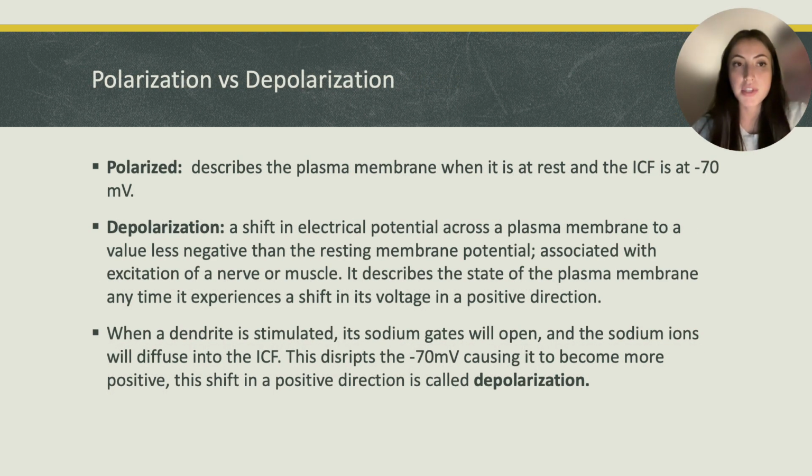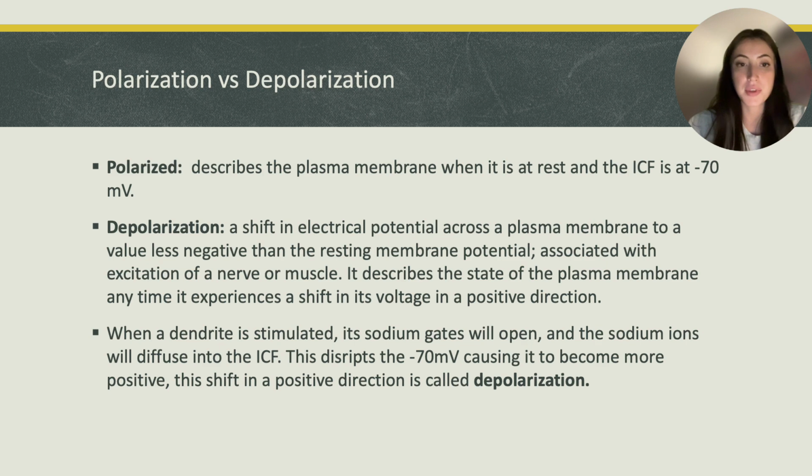So in this next slide, I'm going to be talking about polarization and depolarization. Polarized is a state that describes the plasma membrane when it is at rest and the intercellular fluid is at negative 17 millivolts. Depolarization describes a shift in electrical potential across the plasma membrane to a value less negative than the resting membrane potential. Associated with excitation of a nerve or muscle, it describes the state of the plasma membrane at any time it experiences a shift in its voltage in a positive direction.